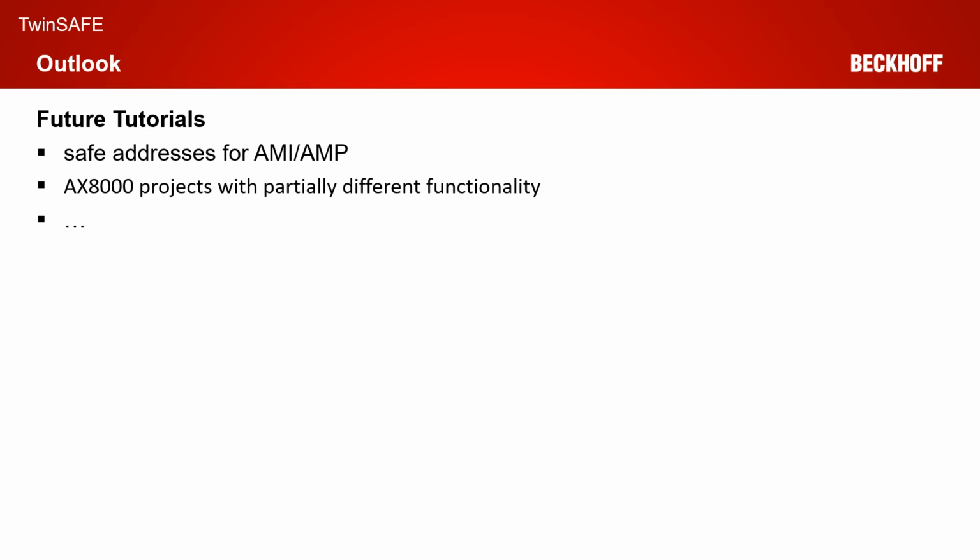And after that, we take a look at an AX8000 project with partially different functionalities. We already showed in a past tutorial how to use multi-settings. So you have one safety project for several axes where only several parameters differ, for example, but we will take a look at how you can realize one safety project for several axes, but different functionalities.